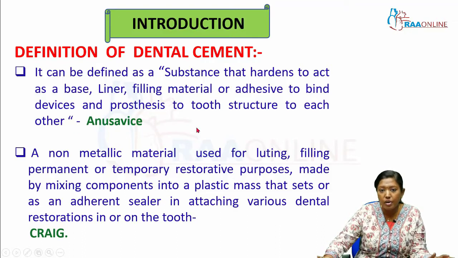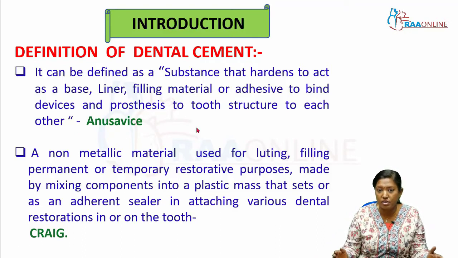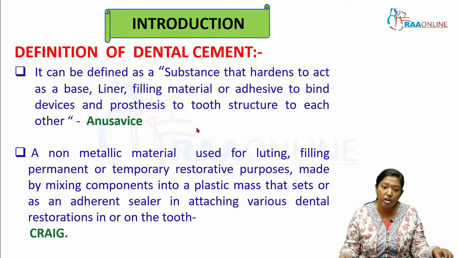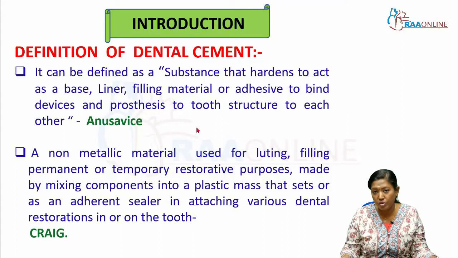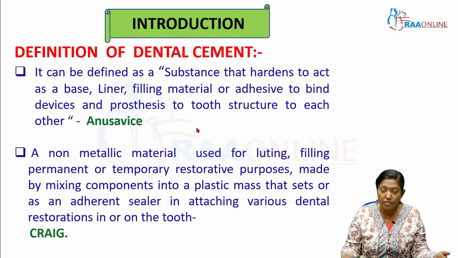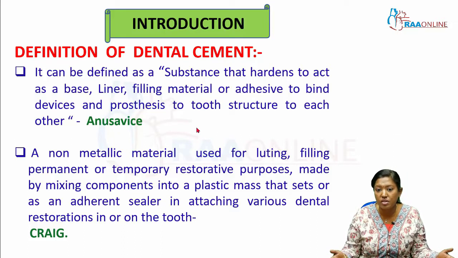So in simple terms, dental cement is a substance which is used for filling the tooth structure. It can be used as a filling material itself, or sometimes it can be used as a cavity liner. Supposing it's a deep cavity, it can be used as a cavity liner, or if it is a shallow cavity, it can be used as a cavity base. Or dental cement can also be used as a luting cement, in the sense it can be used to bond an inlay or an onlay or a crown to the particular tooth structure. So depending upon the use is your definition.